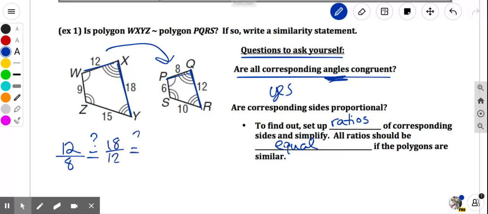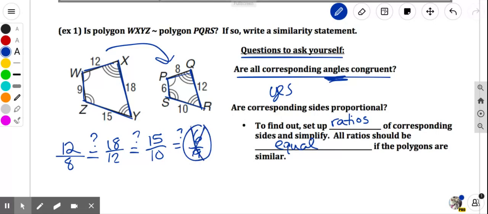Does that equal 15 over 10? Does that equal 6 over 9? Oh, wait a second. I did this on purpose, actually. I tried to make it seem like it was a mistake, but I just couldn't. So I purposely did this. 6/9 is not the correct way to do it.